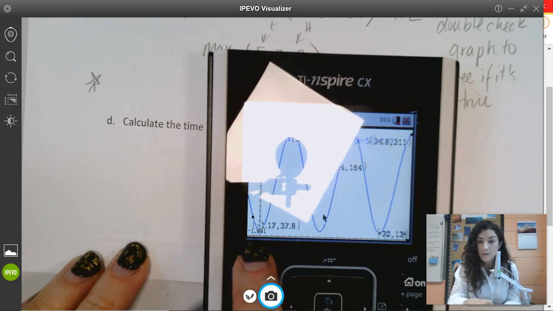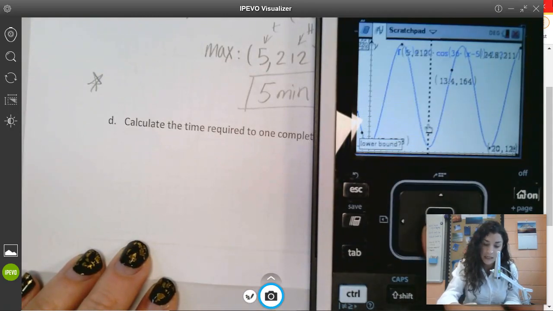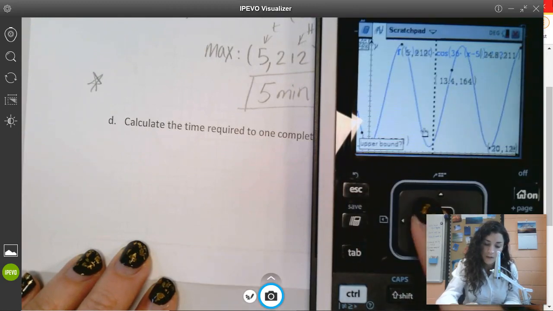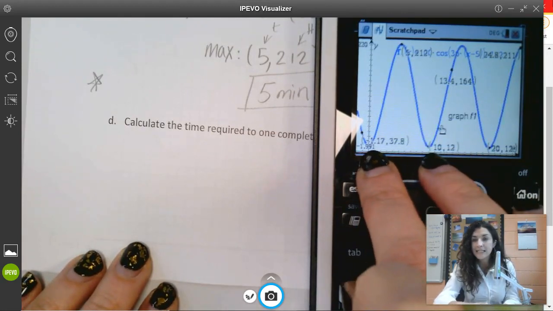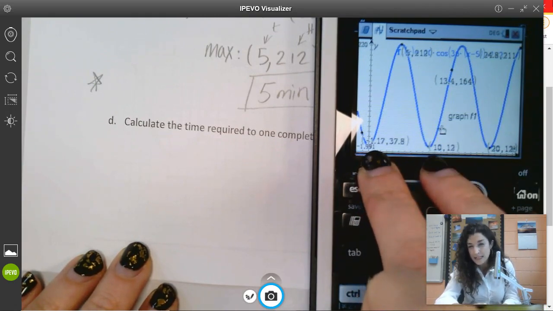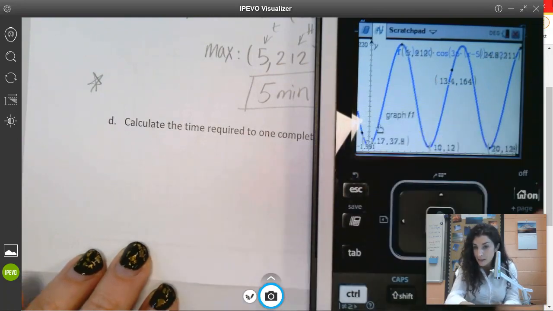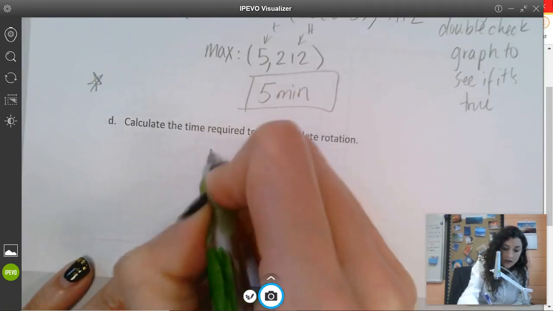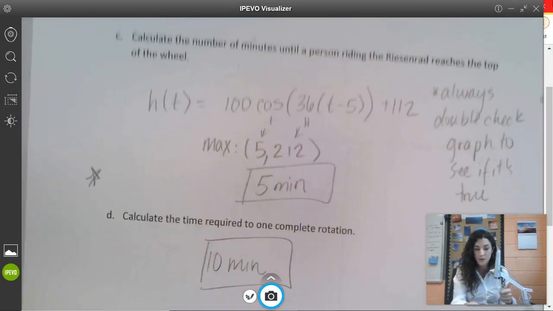So I know that my minimum starts at 0. I'm going to find the next minimum and figure out how long it took me to get from that. Oops, I don't think I went over far enough. There we go. So it goes from 0 to 10 for my minimum, which makes sense, since from 0 to 5 was my maximum. So then double that to get to my next minimum. So my entire period is 10 minutes. You could have either doubled it from above or found it in your graph. Either way, whichever one first makes sense to you. Both would work.